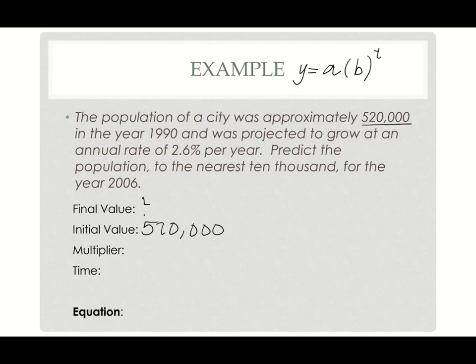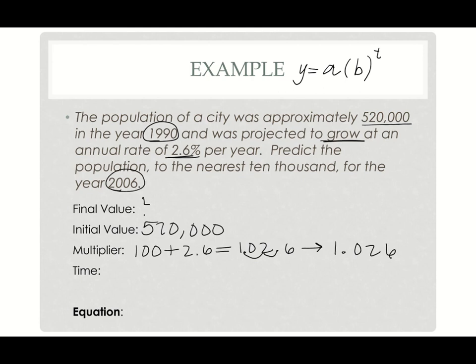Our multiplier is 2.6%, and it is growing at 2.6%. So our multiplier is growth, so we're going to add 2.6 to get 102.6. So if I change that to a decimal, my multiplier is going to be 1.026.